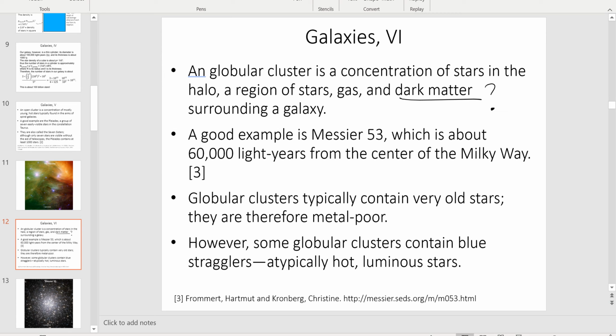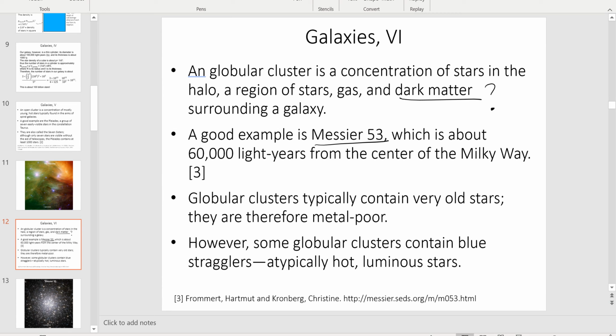But putting that aside, a good example of a globular cluster would be Messier 53, which is about 60,000 light years from the center of the Milky Way galaxy. And as I mentioned a little bit earlier, globular clusters contain typically old stars. These are old collections of stars, old relics, so to speak. These are not regions where there's tons of gas and dust. There is some gas, but generally when you look at globular clusters, you'll just see collections of stars with really no gas visible, and you'll tend to see older stars. These older stars, because they're old, will be metal poor.